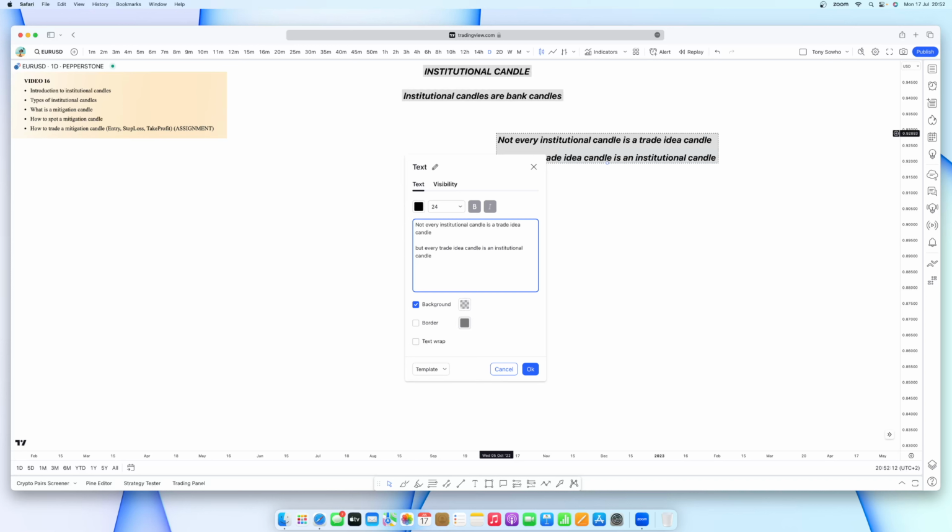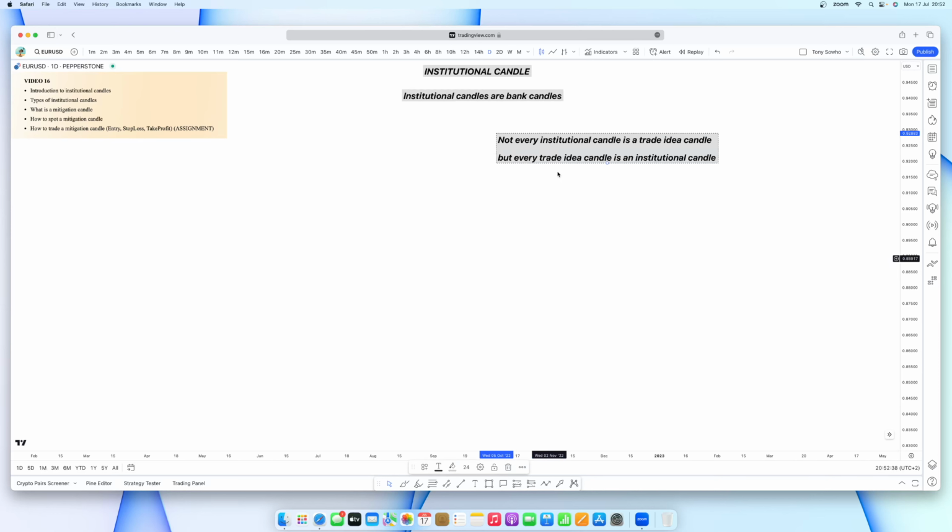And then I think you have consonants, the ones that are not vowels. I can't actually remember exactly what it is, but you understand my point, right? Not every institutional candle is a trade idea candle, but every trade idea candle is an institutional candle.